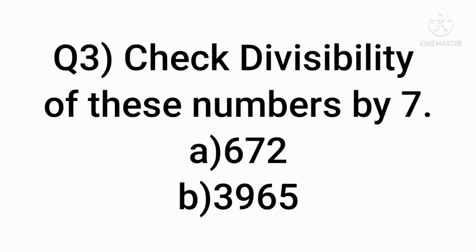Now you check divisibility of these numbers by 7. The first number is 672 and the second number is 3965.